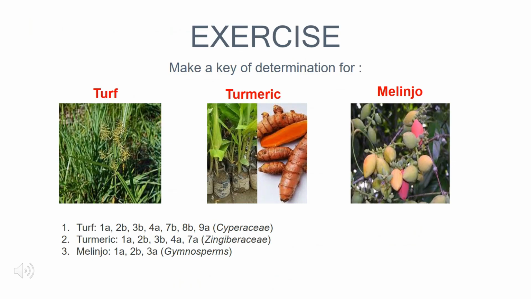How's the discussion about classification of living things? Is it good? I hope you understand all the things that we have discussed before, and now it's time for an exercise. So you have to make a key of determination for 3 things. There are 3 figures, which are turf, turmeric, and melinjo. And the explanation will be further explained later on.